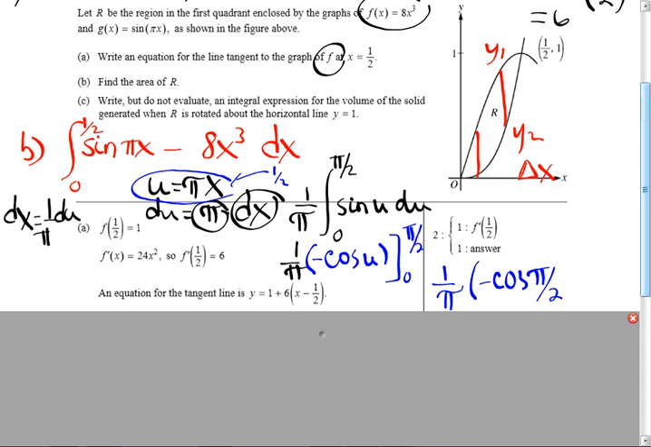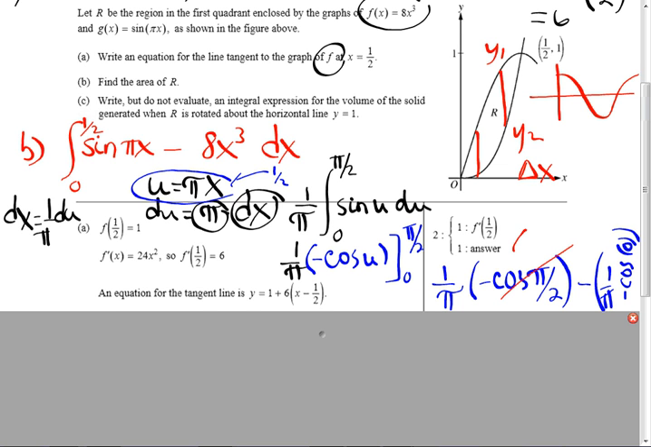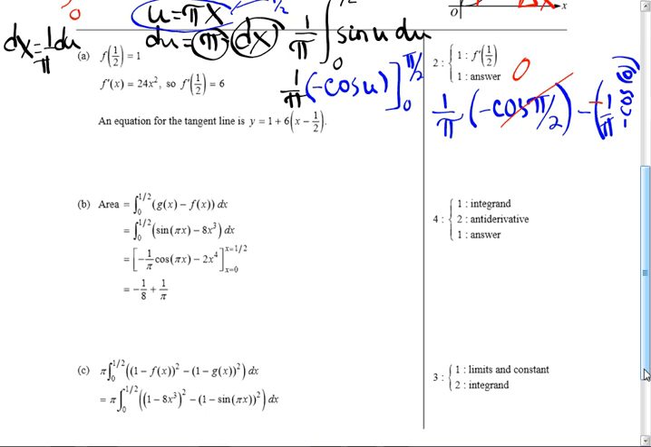Then it's minus 1 over pi times negative cosine of 0. Again, you don't have to evaluate that. Does anybody know what the cosine of 90 degrees is? 0. Remember to review your trig. What's the cosine of 0? 1. And it's minus a minus. Tomorrow, we will do the volume. 4 points for that one.